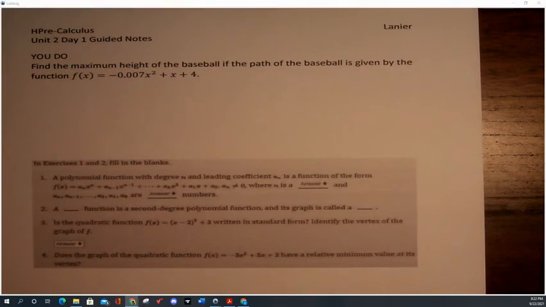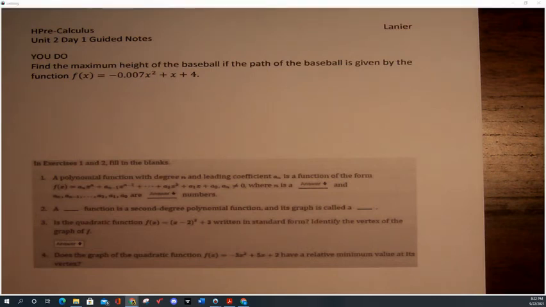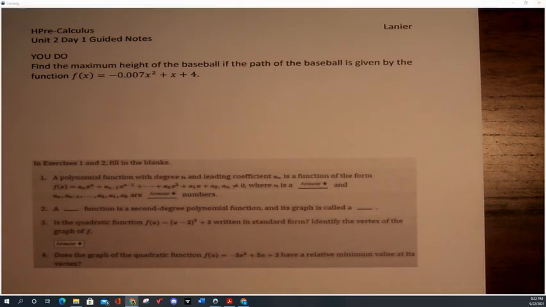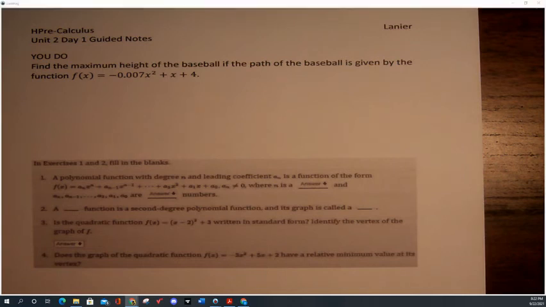All right, so for this problem, find the maximum height of the baseball. The path of the baseball is given by the function f of x equal to -0.007 x squared plus x plus 4. I'm going to have you do it. And at this point, just go ahead and pause the video so you can work it out on your own.